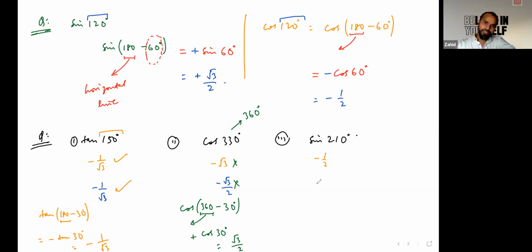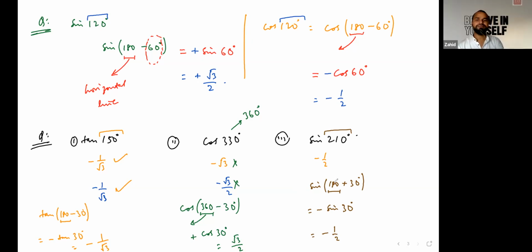For the last part, break this angle as sine of 180 degree plus 30 degree. This angle would be the horizontal line on which there is no change. So it would be sine of 30 degree. But this angle is beyond 180 degree, so it lies in the third quadrant where sine theta is negative. So we can write it as negative of sine 30 degree, which equals 1/2. Okay, Hamza? Yes, sir.